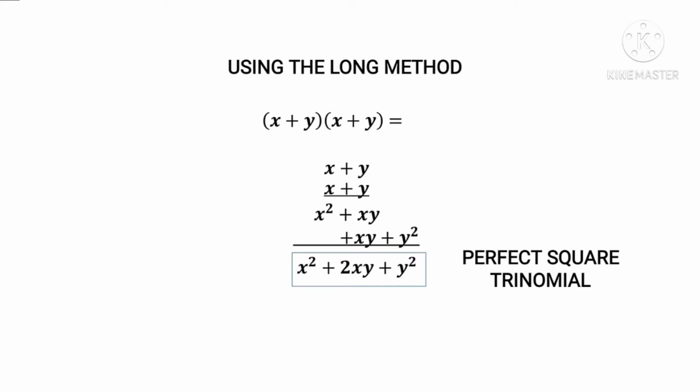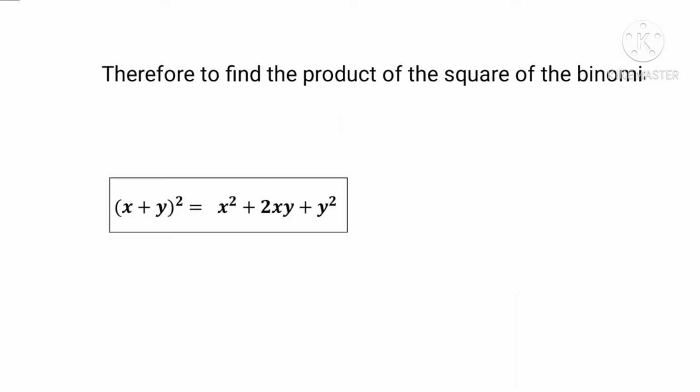So lagi niyong tatandaan na ang tawag po sa product ng square of a binomial ay perfect square trinomial. So ibig sabihin, lahat na magiging product ng square of a binomial is a perfect square trinomial. So pag sinabi naman na trinomial, it is a polynomial with three terms. Okay. Therefore, to find the product of the square of the binomial, ito lang po yung tatandaan nyo.